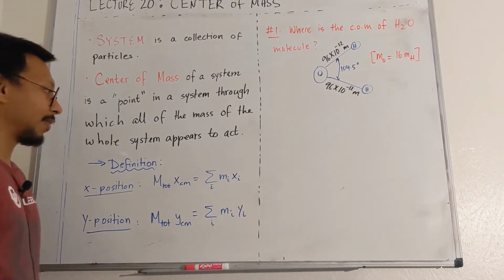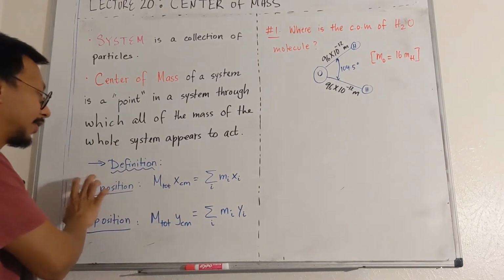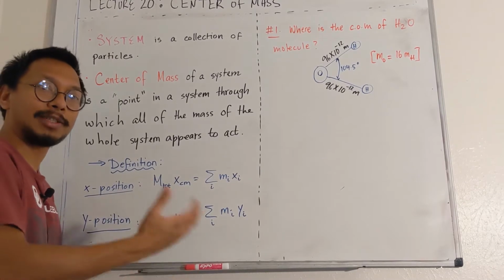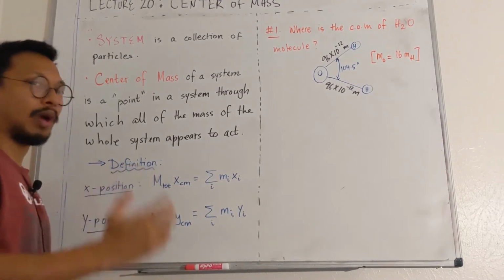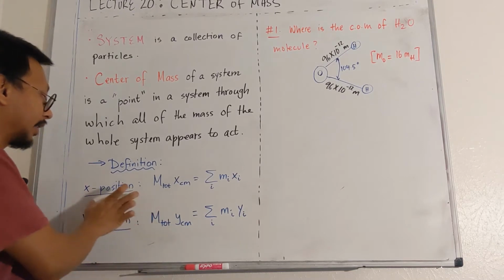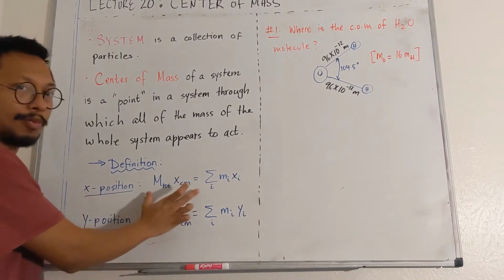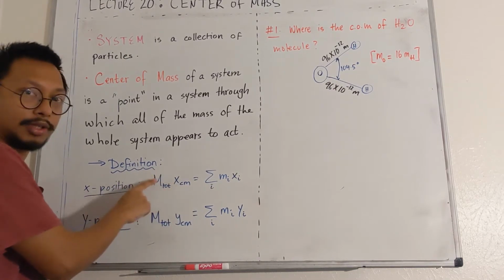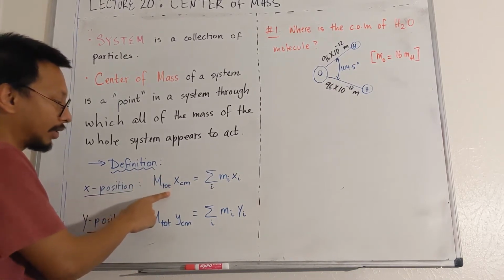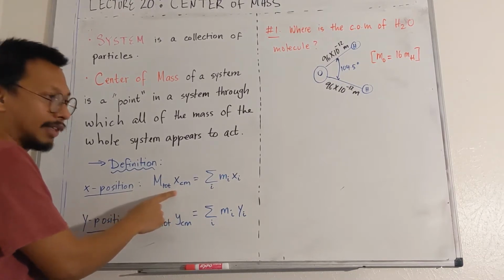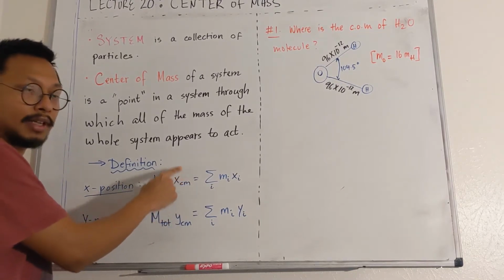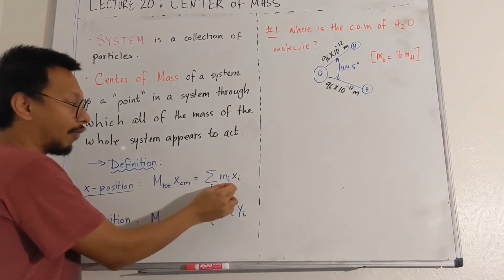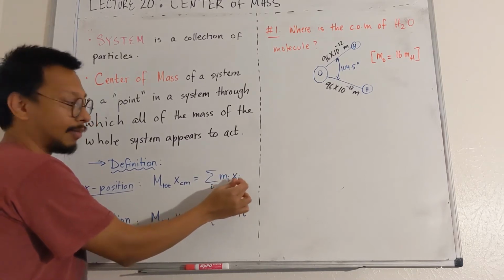More formally though, back to physics, definition wise, we define center of mass to be a set of coordinates, an x position or x coordinate and a y position or y coordinate. The x coordinate is found by this formula, which reads M total, the mass of the total combined system, times x_cm, where x_cm means the center of mass x position, equals the summation over i of the product of m_i times x_i.